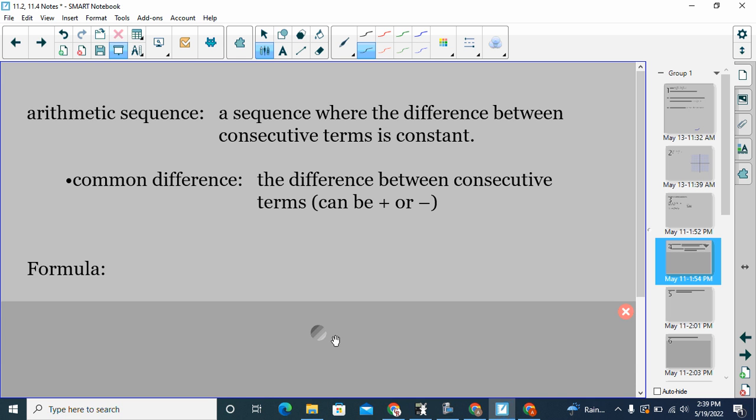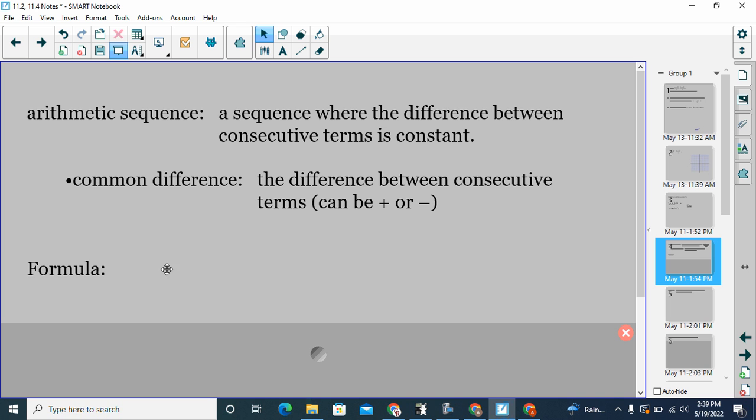The formula to find a specific term in an arithmetic sequence is a sub n. So a is a term from the sequence. If I'm looking for the nth term, a sub n is equal to a sub 1, that would be the first term, plus the quantity n minus 1 times d. So a sub 1 is the first term in the sequence, n is the number of terms, and d is the common difference.